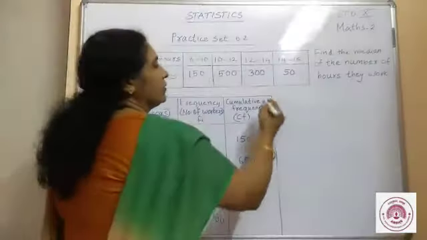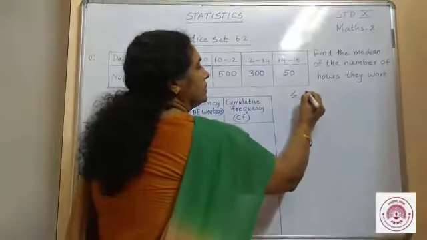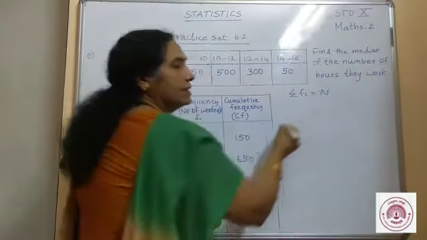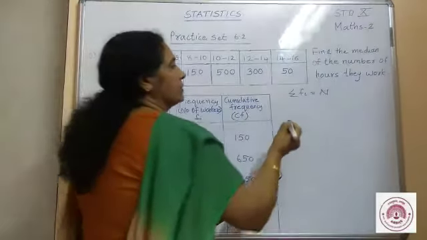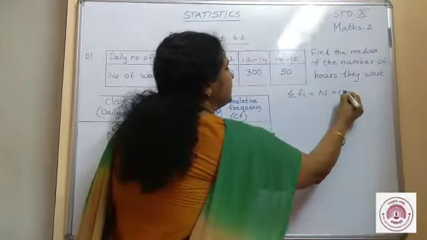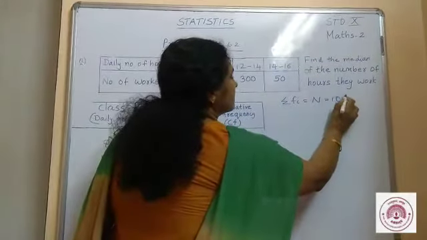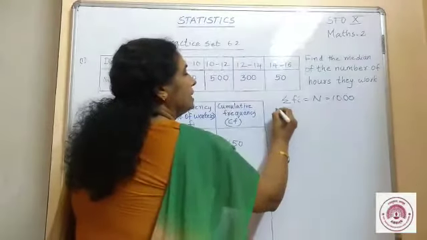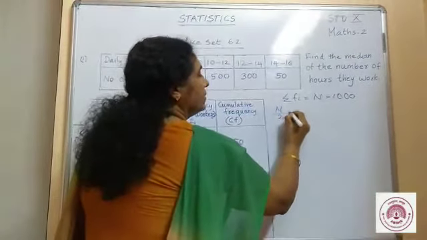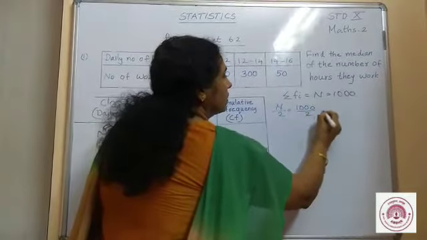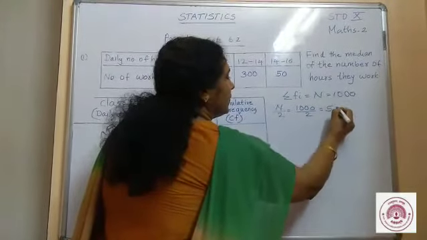Now here we got sigma Fi, which is the capital N, the total number of frequencies, equal to 1000. Now find N by 2. N by 2 is equal to 1000 divided by 2, which is equal to 500.